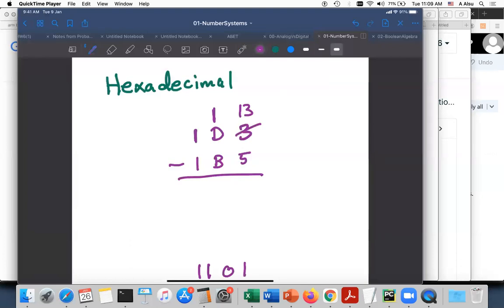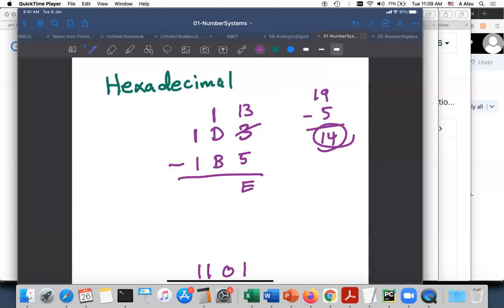So we have 1 3 in hexadecimal. Or you can just say 3 plus 16 in order to calculate it in decimal, which is what? 19, right? 19 minus 5 is what? 14. 14 is what in hexadecimal? E. Right? Excellent. So now we move on to the next digit.